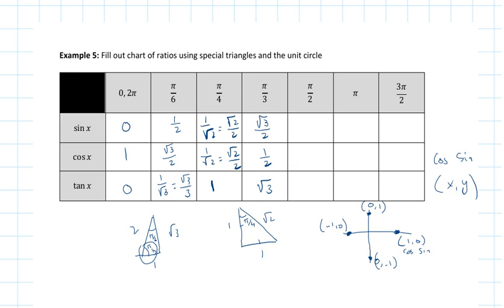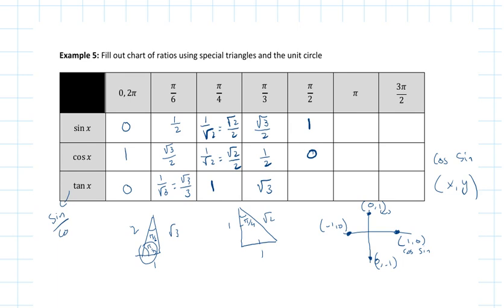Now for pi over 2, sine is equal to 1. So this is my sine, right? So that's going to be 1. Cosine is going to be equal to 0. And tan is sine over cosine, so that's going to be 1 over 0, and that's going to be undefined.